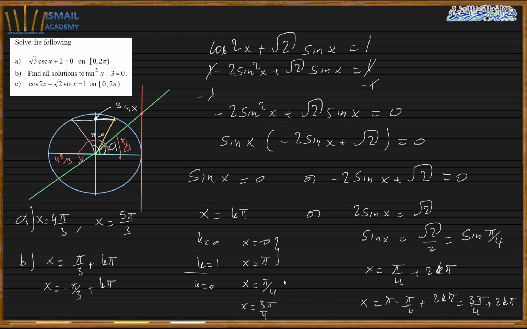So those are my 4 solutions for the third equation. So C will be x equal 0, or x equal pi, or x equal pi over 4, or x equal 3 pi over 4. Those are my 4 cases. So I hope it's clear.